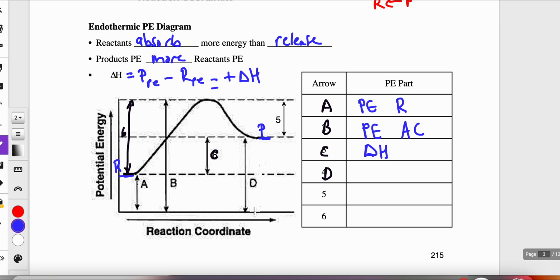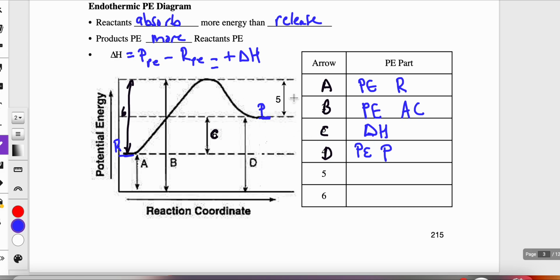Arrow D starts back at the x-axis and it extends up to where the platform of the products are. So this is our potential energy of the products. Arrow 5 over here, it starts on the platform of the products and climbs to the peak of the hill. So this would be the activation energy of the reverse reaction. And the newly drawn in arrow 6, it starts on the reactants platform and extends all the way up to the peak of the hill. So this would be the normal activation energy, reactants making the product.